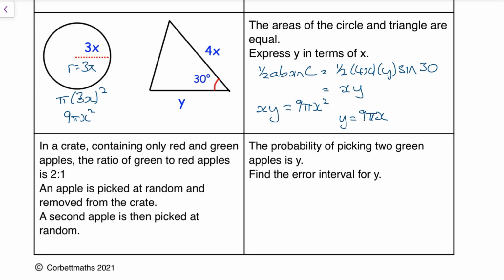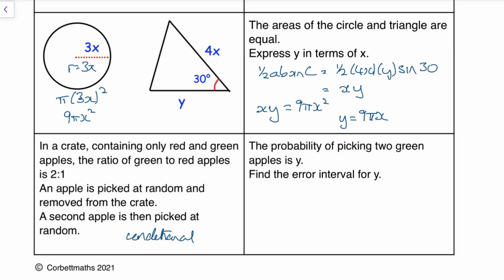Next question. In a crate containing only red and green apples, the ratio of red to green apples is 2 to 1, so it's a probability question. An apple is picked at random and removed from the crate. A second apple is then picked. Okay, second apple is then picked, so this is conditional probability. So I'm guessing it's going to say something like, what's the probability of 2 reds or 2 greens? Let's have a look. The probability of picking 2 greens is y.